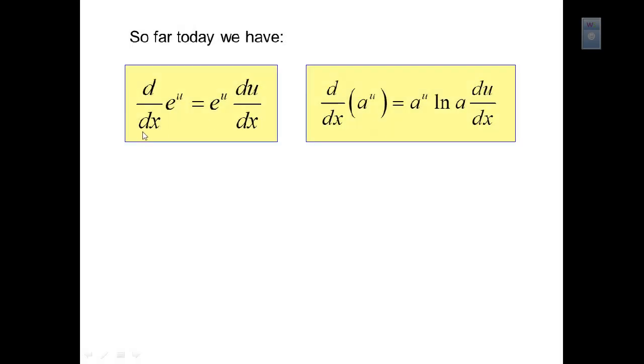All right, so far we have the derivative of e to the u and the derivative of a to the u, with a being any exponential with a base other than e. Now remember, exponentials cannot have bases that are negative or 0 or 1. Those are the rules for what an exponential expression actually is. So be careful. Don't think that this is going to apply if the base is negative, 0, or 1. It doesn't work that way.